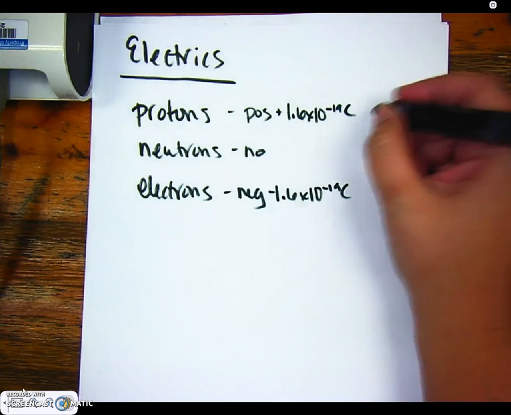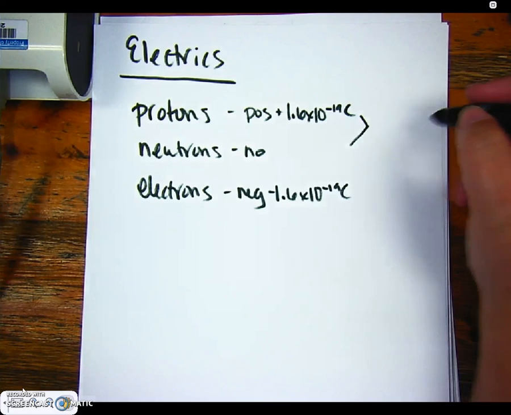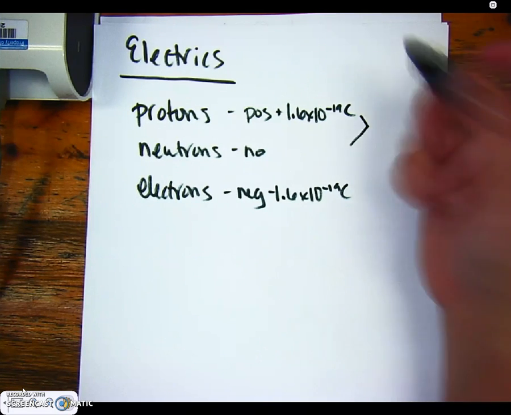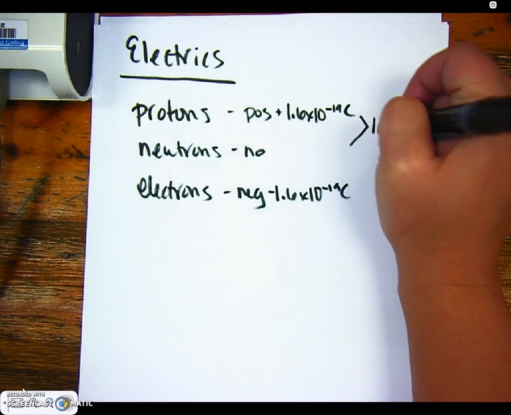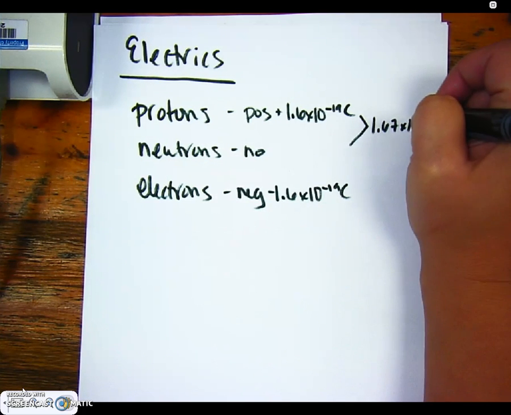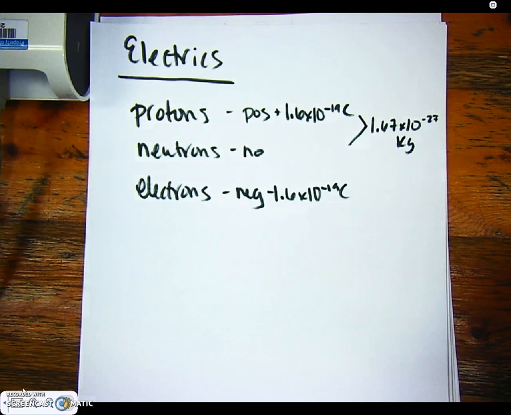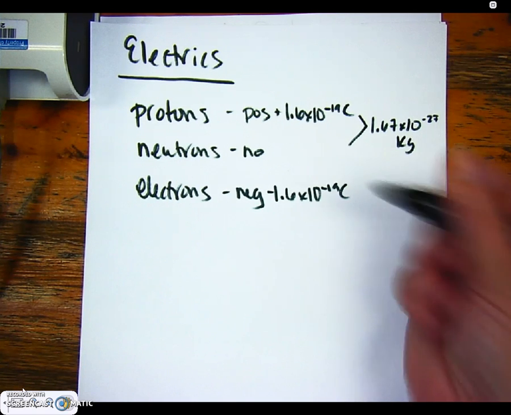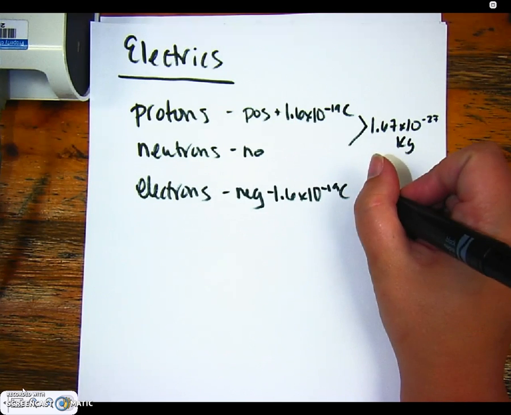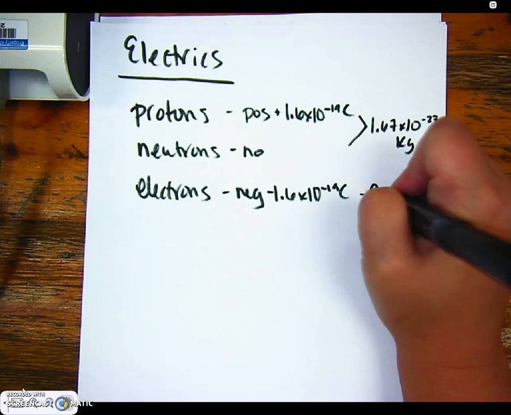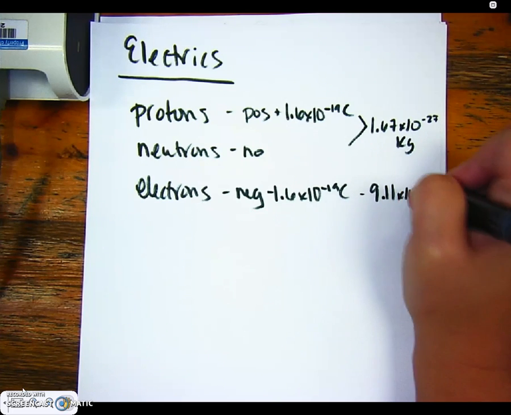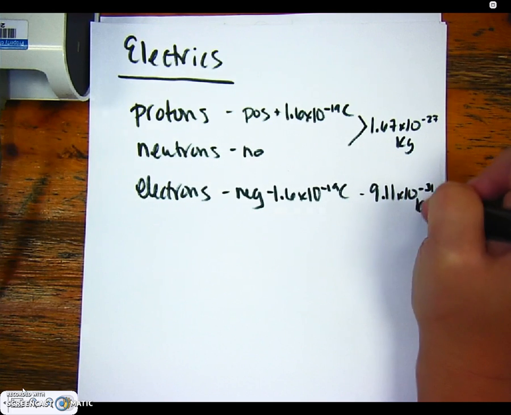One more thing I want to note before we move on and talk about charges moving from one place to another. Let's look at the mass of these things. This is going to come into play a little bit later when we start talking about these charges moving around. A neutron and a proton have a mass of about 1.67 times 10 to the negative 27th kilograms, but an electron is about 9.11 times 10 to the negative 31 kilograms.